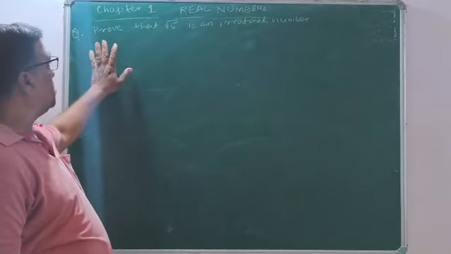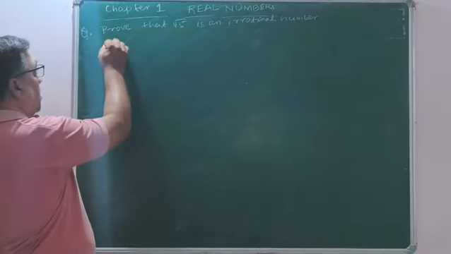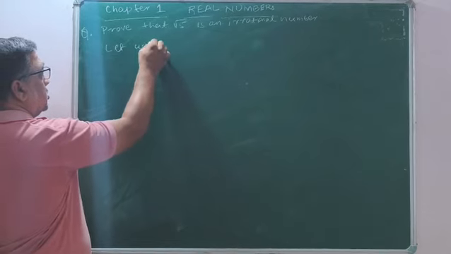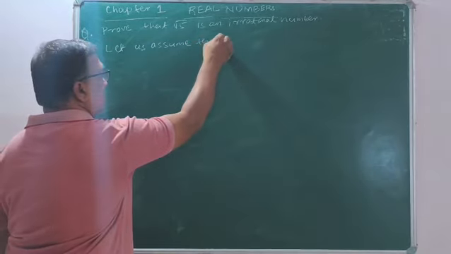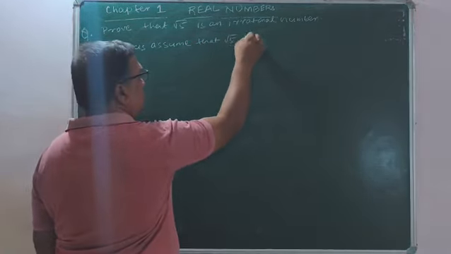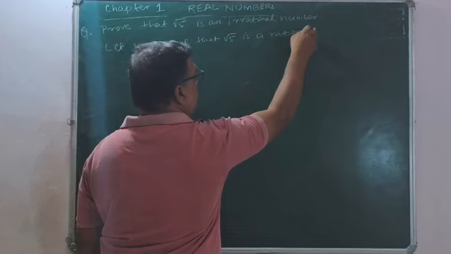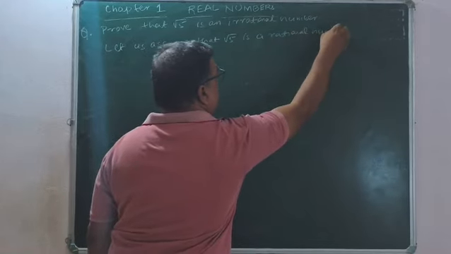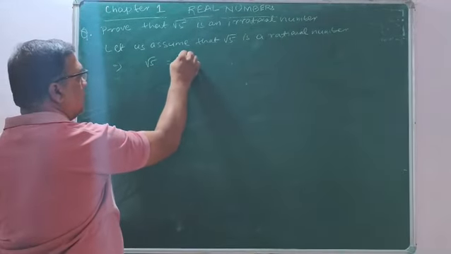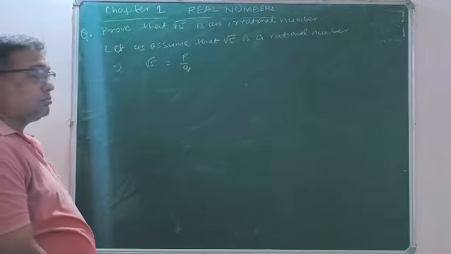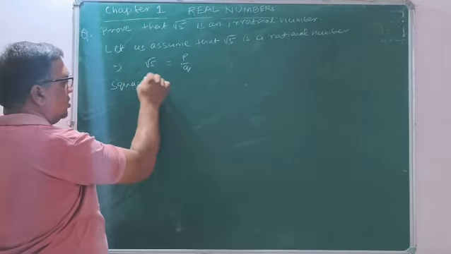One more important question is: prove that root 5 is an irrational number. So let us assume that root 5 is a rational number. That implies root 5 equals p by q. Next step is squaring both sides.